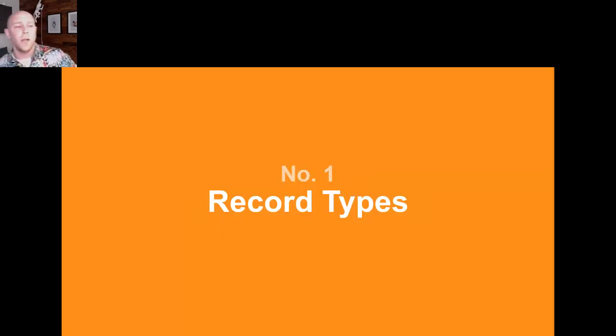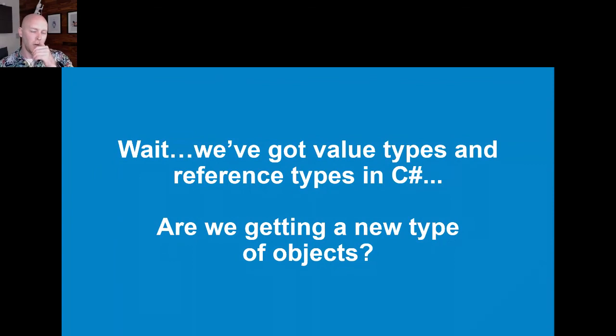Okay, so the final one we've got is another big feature in C#. It is record types. So a lot of people are talking about record types as it's the new big thing in C#. And it kind of is, but it's for very specific scenarios, I would say. Or not very, but somewhat specific scenarios. But wait, so record types, we've got value types and we've got reference types in C#, right? Are we getting a new type of object? And that's a very common question because we've got value types and reference types, and now people are talking about record types. No, we are not getting anything else.